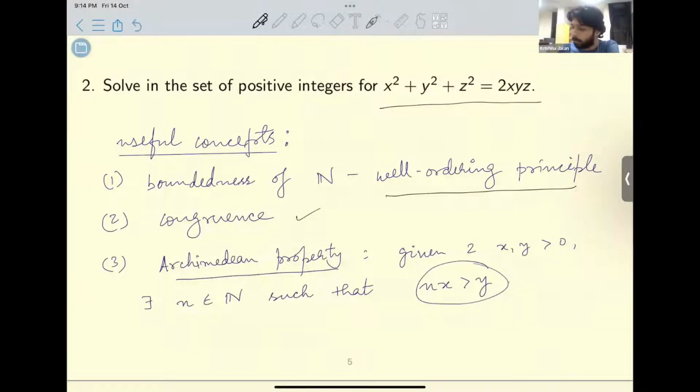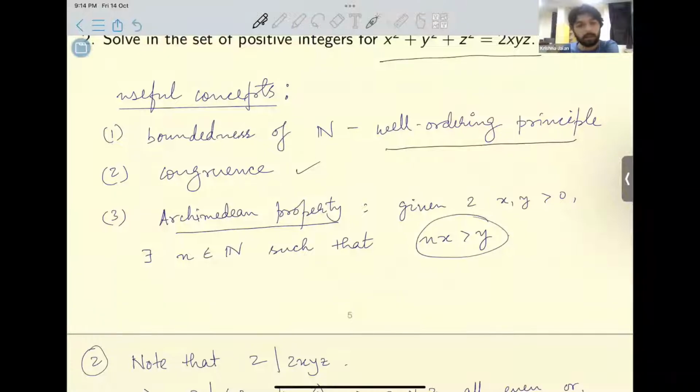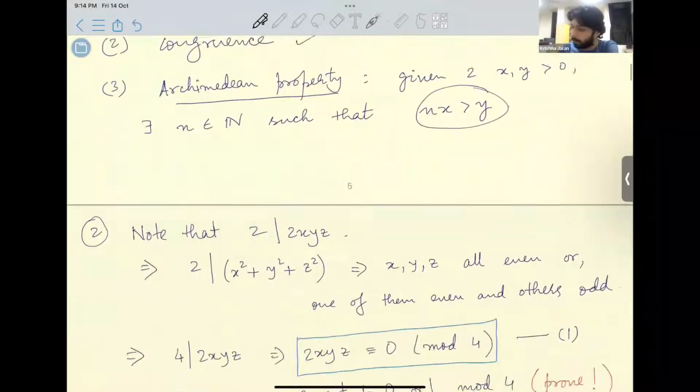Second, I'll be using the congruence property. And the third result that I'll be using is the Archimedean property, which is basically that you can compare any two positive real numbers. They can be scaled up by some positive integer, such that this inequality is satisfied.